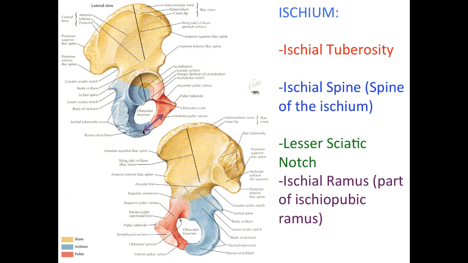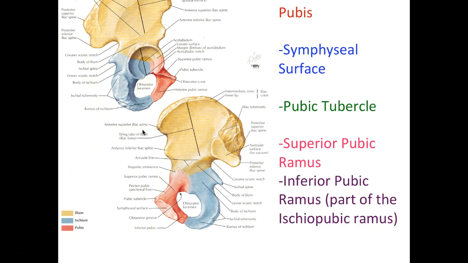Okay, and then we'll talk about the other parts when we discuss your pubic bone. So this arrow represents the ischiopubic ramus because we're including both the ischial bone and the pubic bone. Okay, so let's move into the pubis.